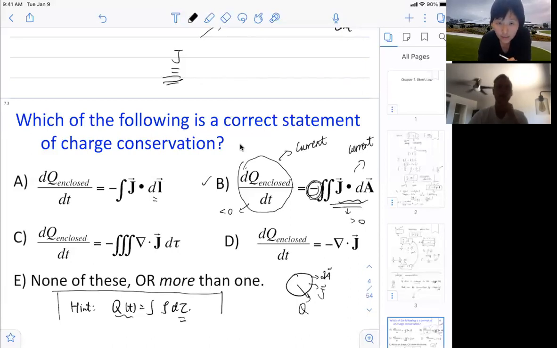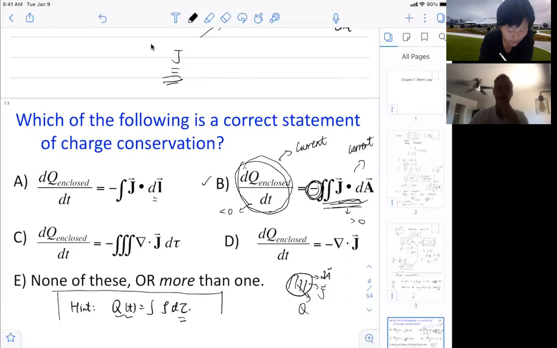What it is saying to us is, if you have a change of your charge within the volume, that can be counted by the current flowing out of the system, right? That charge doesn't just disappear into thin air, it actually becomes current, and those are equal. That's charge conservation. Very good, B is correct. Now let's look at C.